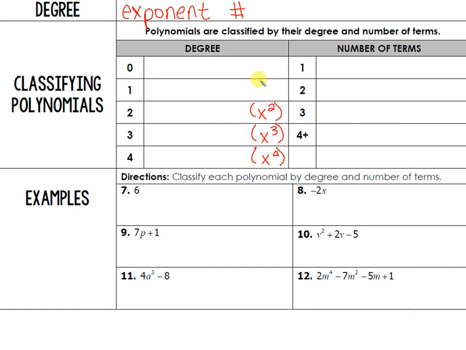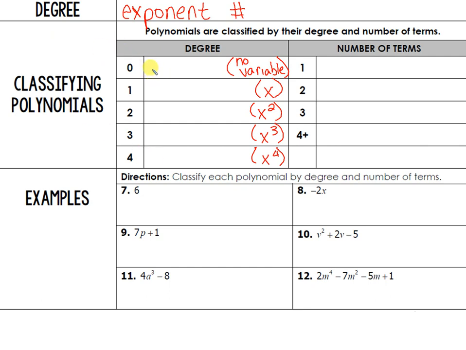A degree of 1, I could say x to the 1, but what we're really going to see on a test, they're not going to have the 1 there. They're just going to have an x. So a degree of 0, there'd be no variable. There'd be no letters there at all.